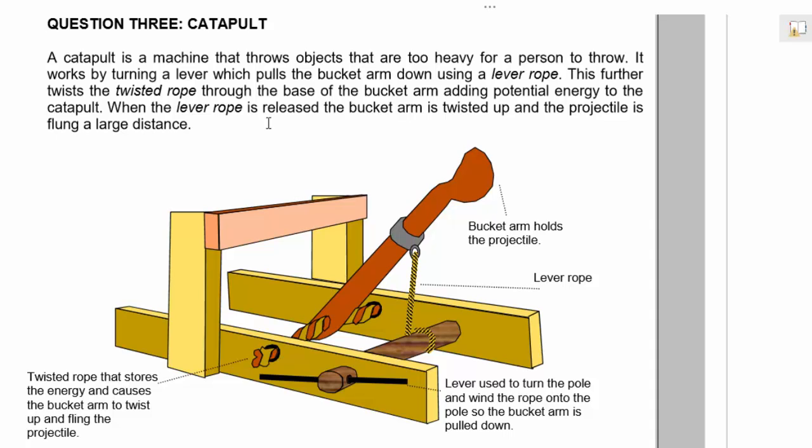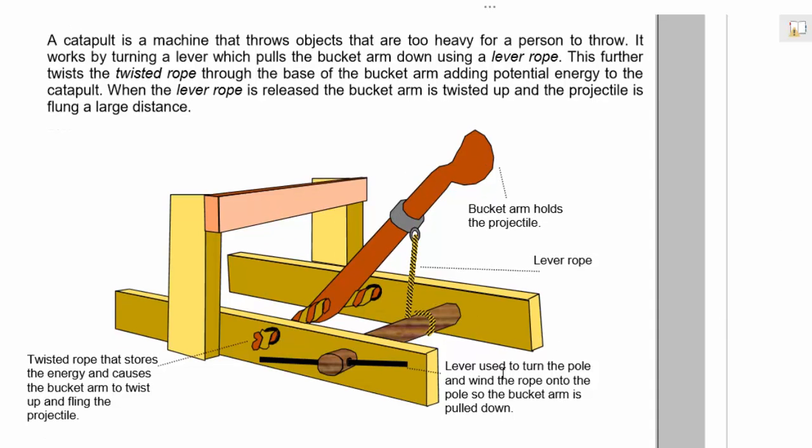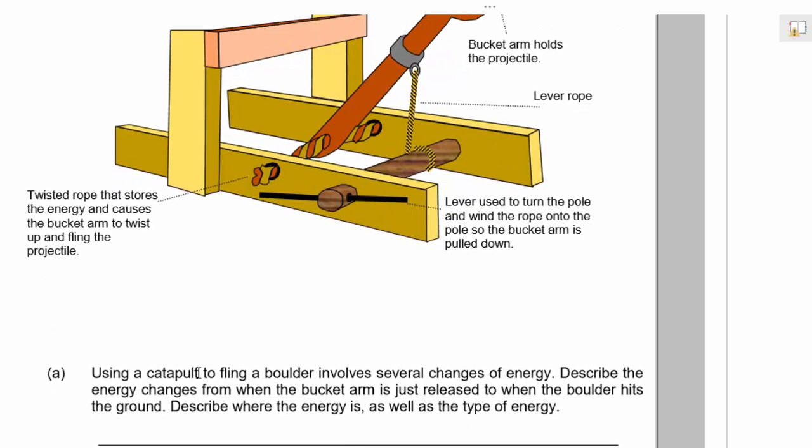When the lever rope is released, the bucket arm swings up into the air because of the elastic potential energy stored in the spring, and it fires the arm and the projectile which is in it a large distance. This was a fairly poorly done question, so let's have a look at it. Using a catapult to fling a boulder involves several changes of energy. Describe the energy changes from when the bucket arm is released to when the boulder hits the ground. Okay, so if you haven't talked about the ground, then you haven't got your merit.